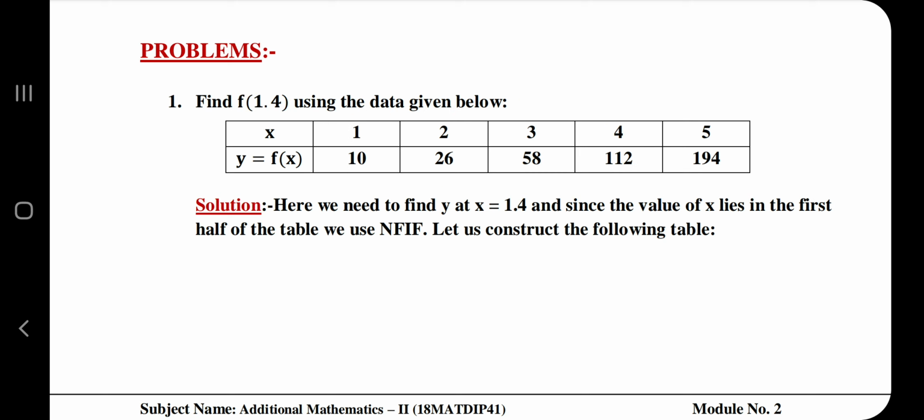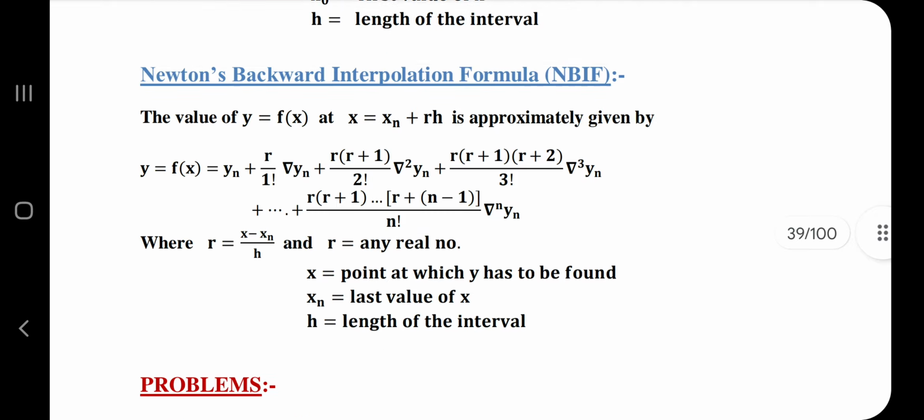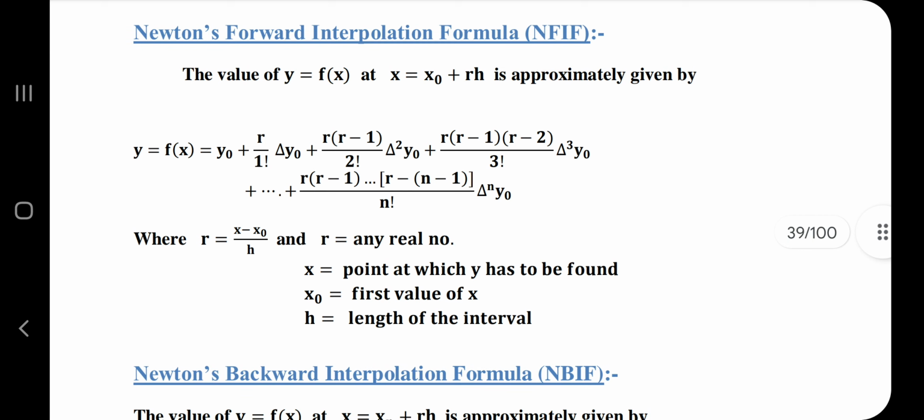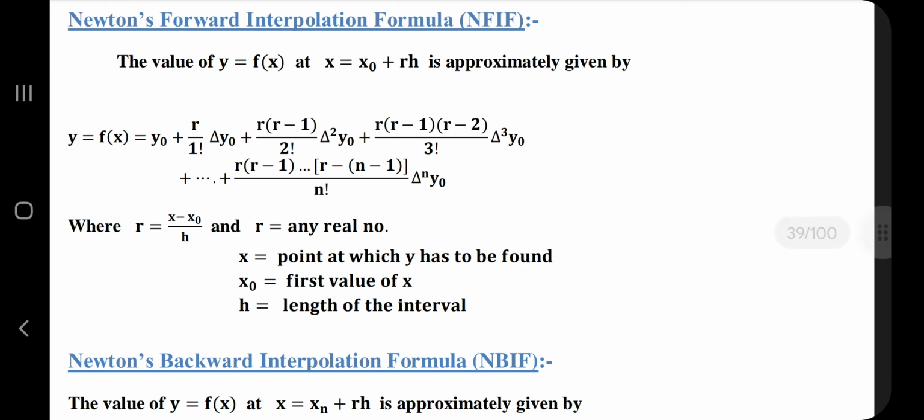The first step is to find out whether 1.4 lies in the first half or the second half of the table. 1.4 lies in the first half of the table, in this part, so we'll go with NFIF. NFIF is nothing but Newton's forward interpolation formula. If it lies in the first half, we'll move with NFIF. You have to remember this formula, and I'll tell you how to remember it as well.